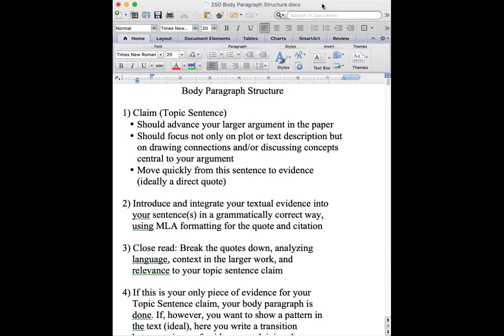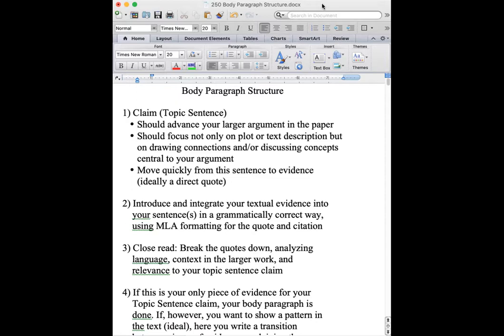Okay, so avoid plot summary topic sentences. And then the other piece of advice I'd give you in terms of topic sentences is, as soon as you've made that topic sentence claim, the claim that the rest of your body paragraph is meant to support, move as quickly as possible to your first piece of evidence. And ideally, this will be a direct quote, but there are different levels of evidence that you might use from a primary or even a secondary text.